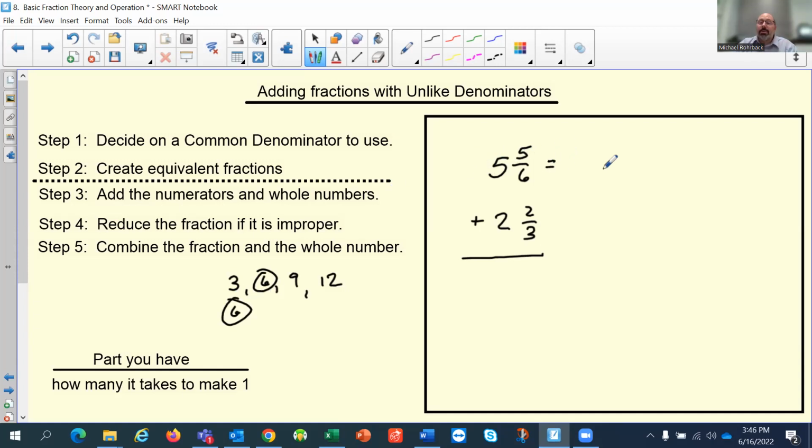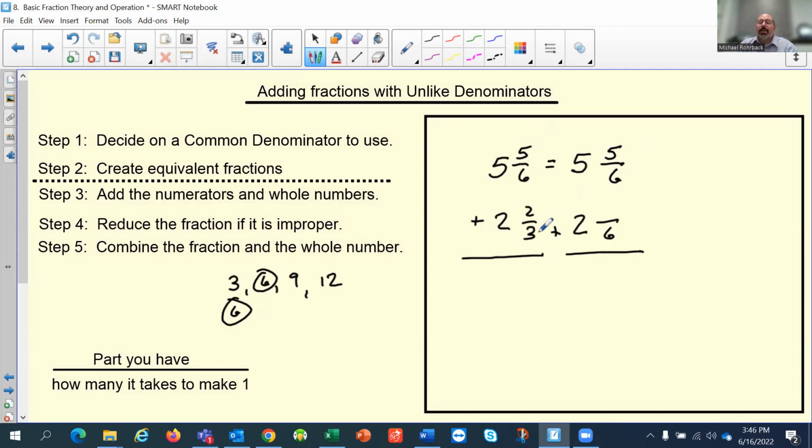We're going to use 6 as a denominator. The whole numbers aren't going to change, but we can just use 6 because both of these numbers, the 3 and the 6, both go into 6. Well, 6 times 1 equals 6. So we're just going to leave it the same. 5 times 1 equals 5.